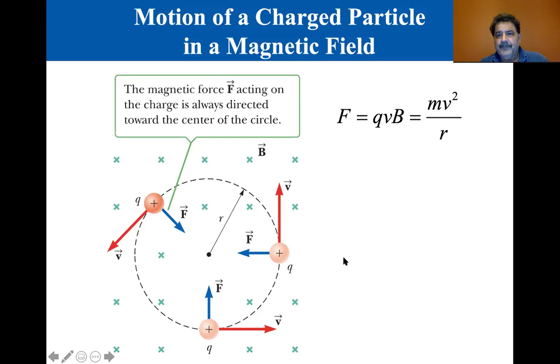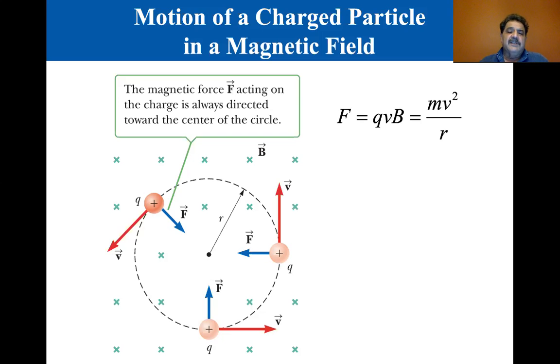So we know that the force is equal to QVB sine theta. Well, we said at the beginning that this particle is directed perpendicular to the magnetic field. Well, if it's perpendicular, then theta is equal to 90, sine of theta is equal to 1. So it's just QVB. The force is equal to QVB.